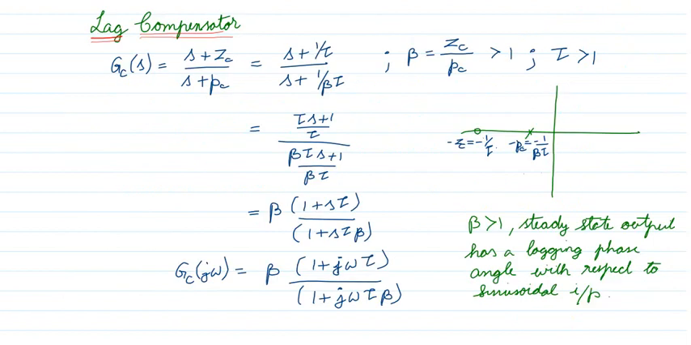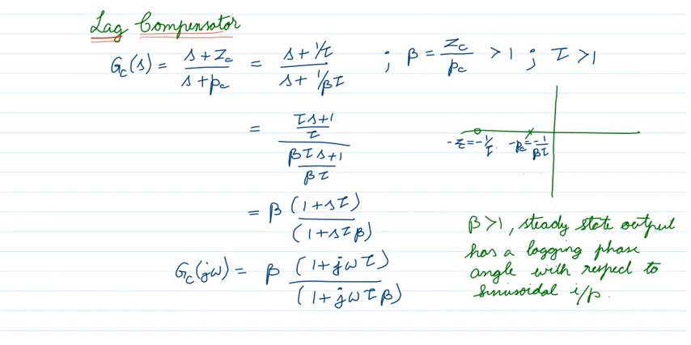Next we move into the lag compensator. In the lag compensator, this is a standard form of a compensator. Here 1 by tau, here it is 1 by beta tau. In lead we used alpha, but here it is beta. Alpha is also ZC by PC, but alpha is less than 1, and beta is greater than 1. When beta is greater than 1, what is the meaning? ZC is greater than PC. So PC is very close to the imaginary axis.